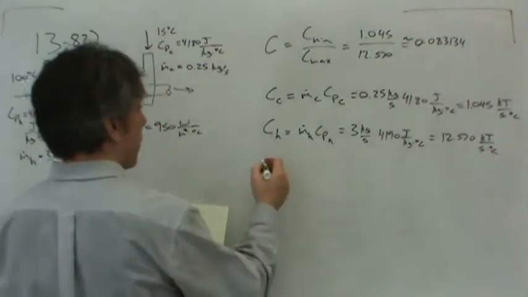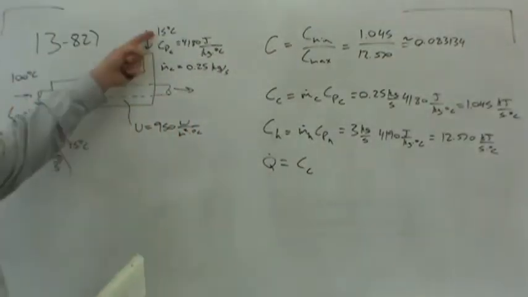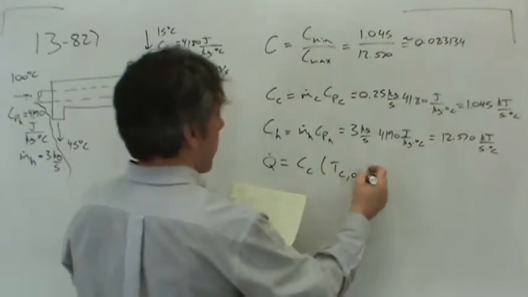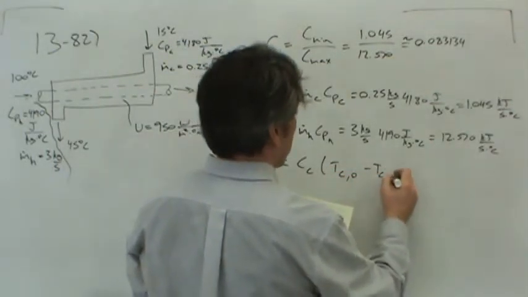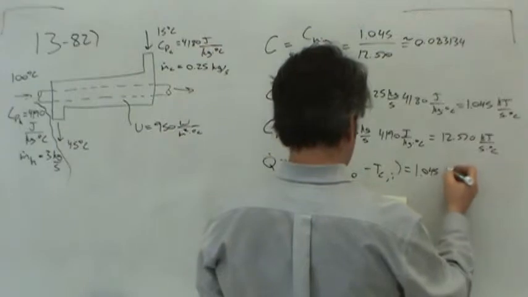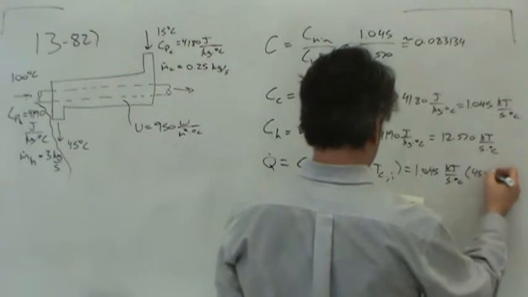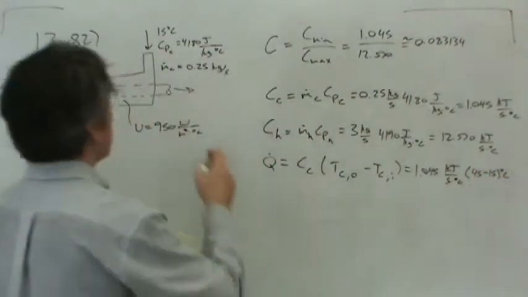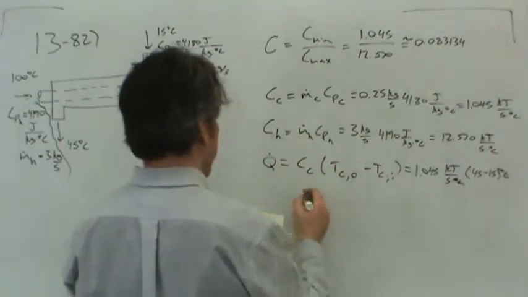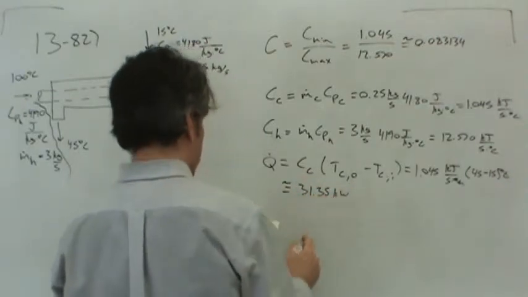That's pretty straightforward. The heat transfer rate is simply the capacity rate on the cold side, because notice I know the temperature change on the cold side, multiplied by that temperature change: temperature of the cold stream out less temperature of the cold stream in. Okay, so that's 1.045 kilojoules per second per degree Celsius multiplied by 45 less 15 degrees Celsius. Notice that's the temperature change. It goes from 15 to 45 degrees. So the degrees Celsius go away, and the heat transfer rate then is about 31.35 kilowatts.